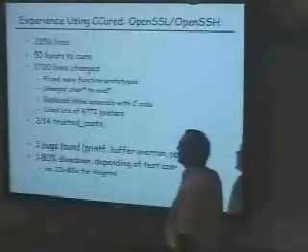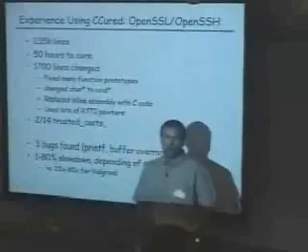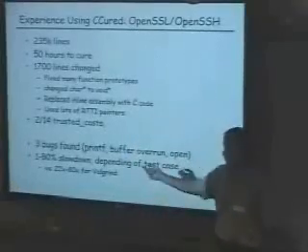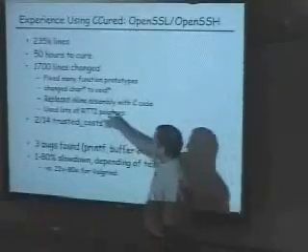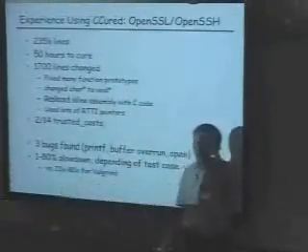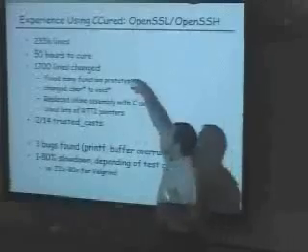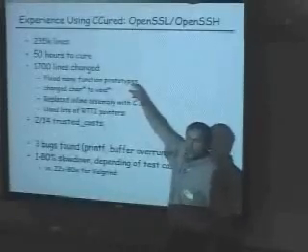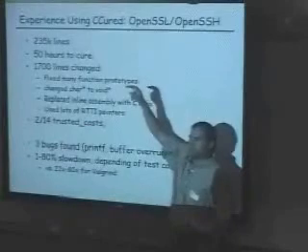230K lines of code, 50 hours to cure by a CCured expert, one of us, essentially. 1,700 lines touched. This is the diff between the start of the project and the end. Many of these are function prototypes. They really do not believe in putting the function pointer arguments in there.